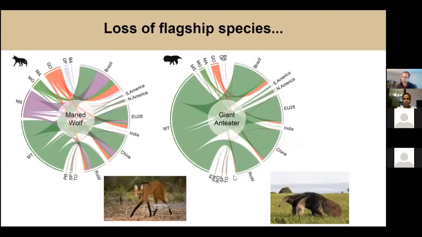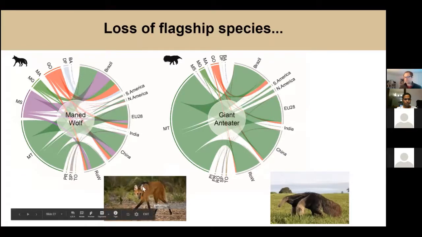The second thing that we looked at is the loss of flagship species. So this is just a couple. This is the maned wolf, which is something called like a fox on stilts, and the giant anteater, which is commonly or sometimes said to look a bit like a toilet brush with a handle, the brush being the tail.